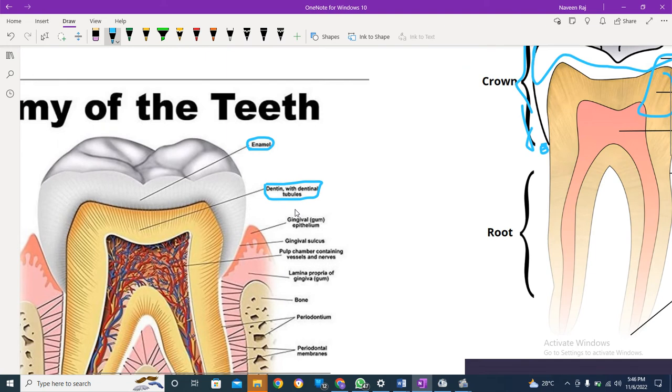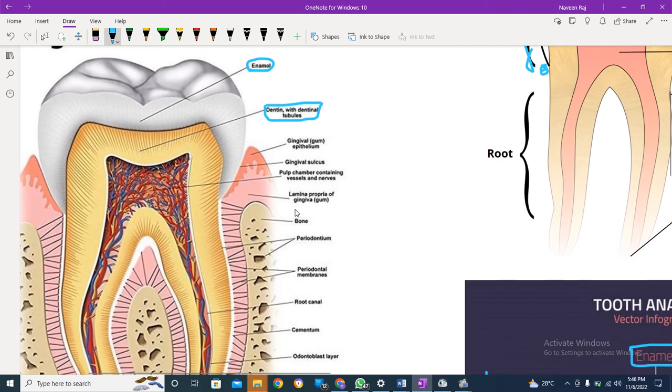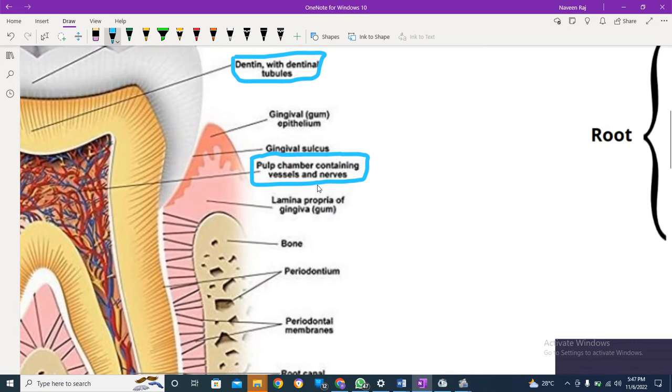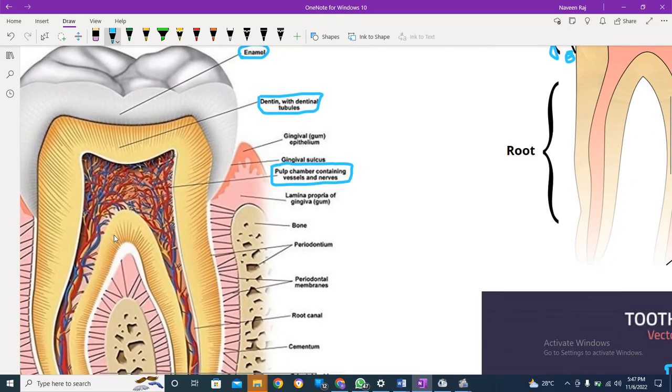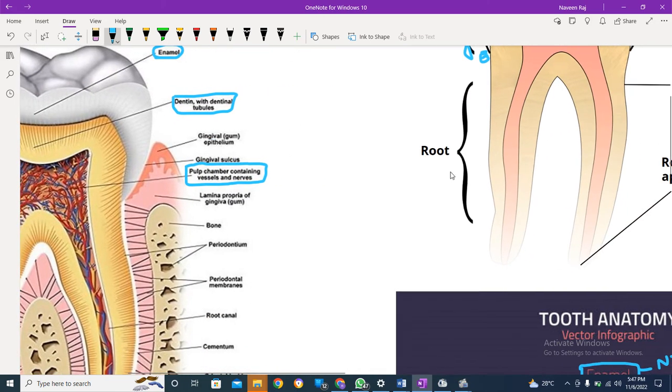And let me see if this diagram has pulp. Yes, this has the pulp chamber. The pulp, pulp chamber, or pulp cavity are not different names, and these contain vessels, as I've clearly mentioned over here. If you can see, this is a wiring sort of blood vessel system.